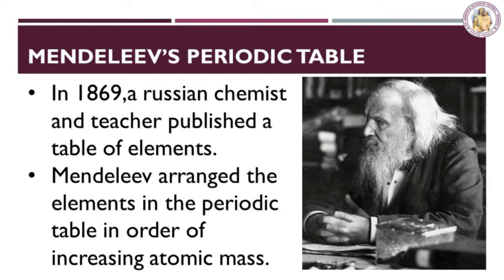Mendeleev's periodic table. In 1869, a Russian chemist and teacher published a table of elements. Mendeleev arranged the elements in the periodic table in order of increasing atomic mass. He arranged the 56 elements known at that time according to his law of periodicity. This was best known as the short form of the periodic table.